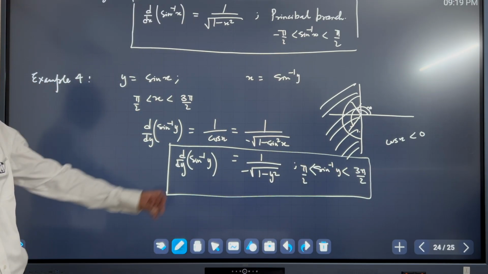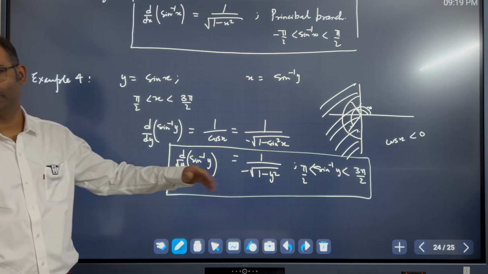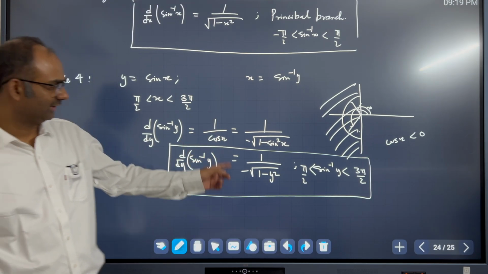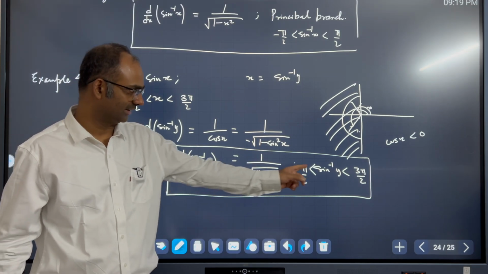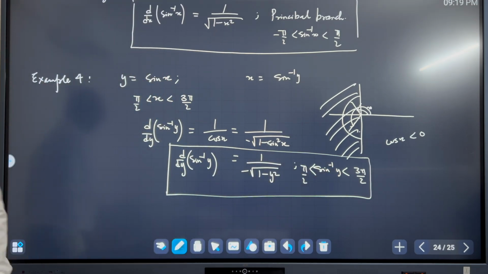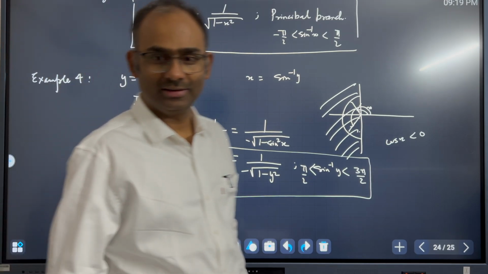And of course you can change the variable name y from y to x or z or whatever you like. So d over dx sine inverse of x is 1 over minus square root of 1 minus x square, where sine inverse of x lies between pi over 2 to 3 pi over 2. Is this clear?